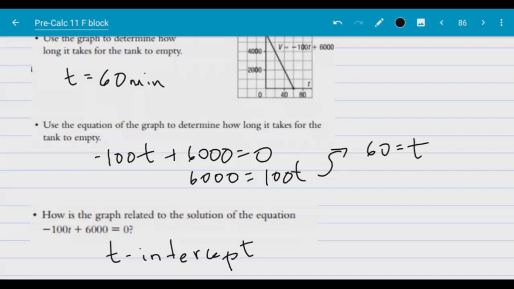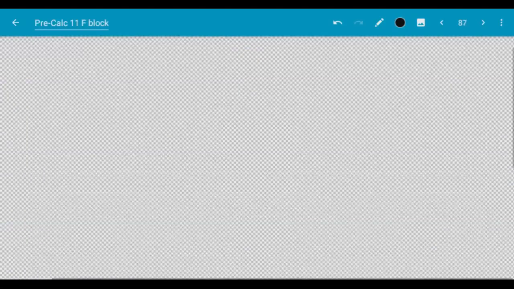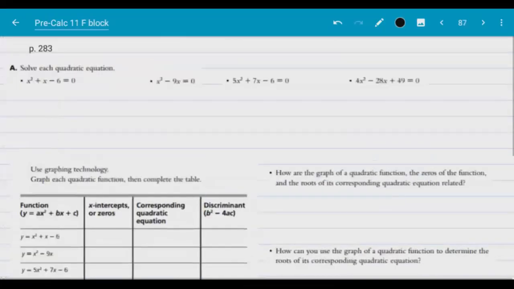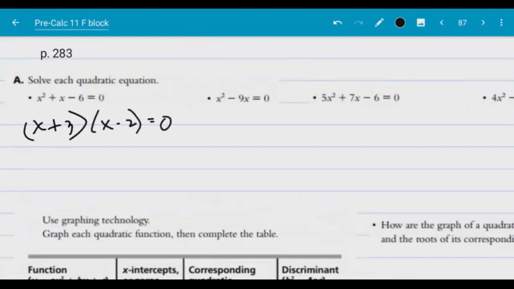Let's do some more factoring here and deconstruct your understanding. So solve each quadratic equation, x squared plus x minus 6 equals 0. Two numbers that multiply to negative 6 and add to 1. So that would be positive 3 and negative 2. So that would be x plus 3 times x minus 2 equals 0. So x equals negative 3 and 2.